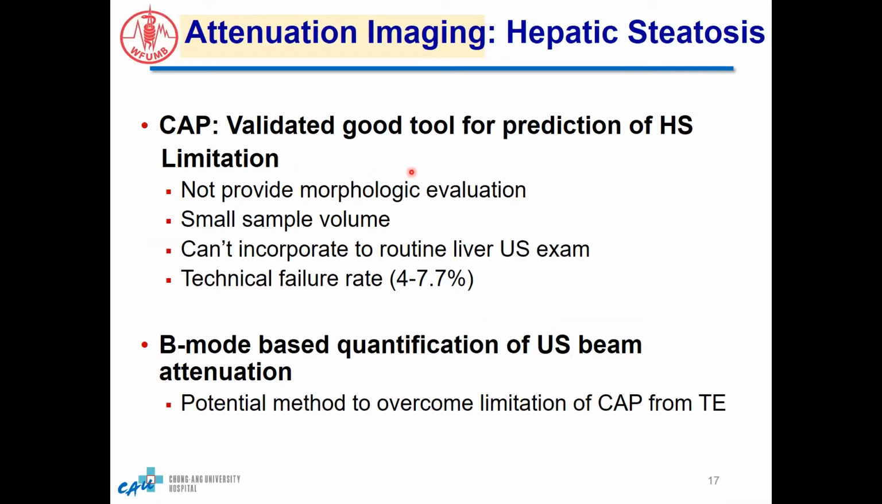CAP is a validated, good tool for the prediction of hepatic steatosis, but there are several limitations in CAP, including no morphologic evaluation, small sample volume, impossible incorporation into routine grayscale ultrasound exam, and high technical failure rate. Therefore, beam mode-based quantification of ultrasound beam attenuation is a good potential method to overcome the limitations of CAP from TE.